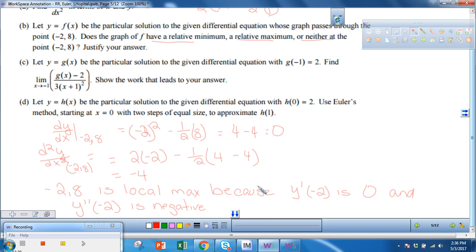Okay? So because it's negative, that means it's concave down, it's going to be a local max. That's all you need to put. You want to be careful in writing too much. As my teacher friend likes to say, you want to be concise and precise. So that's all you want to write.